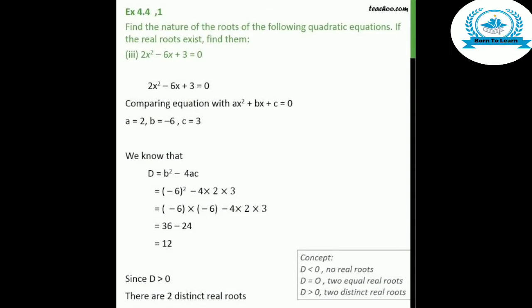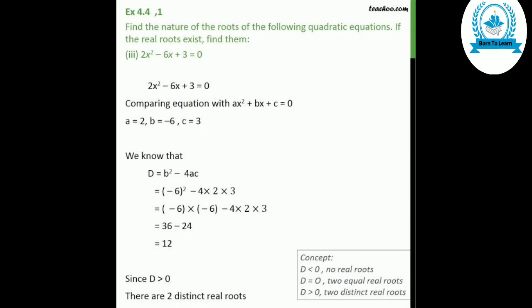Fourth one. Find the nature of the roots of the following quadratic equations. If the real roots exist, find them. 2x square minus 6x plus 3 equal to 0. We compare this equation with the form ax square plus bx plus c equal to 0. Now we get the values a equal to 2, b equal to minus 6, c equal to 3. We know that discriminant equal to b square minus 4ac. b is minus 6, minus 6 whole square minus 4 into a equal to 2 into c equal to 3.